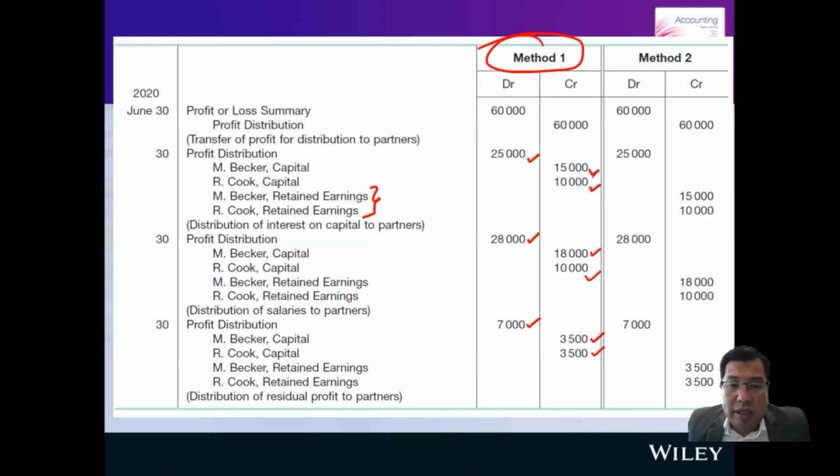For the profit distribution, it's the same thing. For the salary, we're going to transfer to the retained profit account. And finally, for the balance of the profit, we're going to transfer to the retained profit or retained earnings account. So those are the differences. Number one, we make changes to our capital accounts. Number two, we're not going to change anything in our capital account, but we're going to create a new account known as the retained profit account.